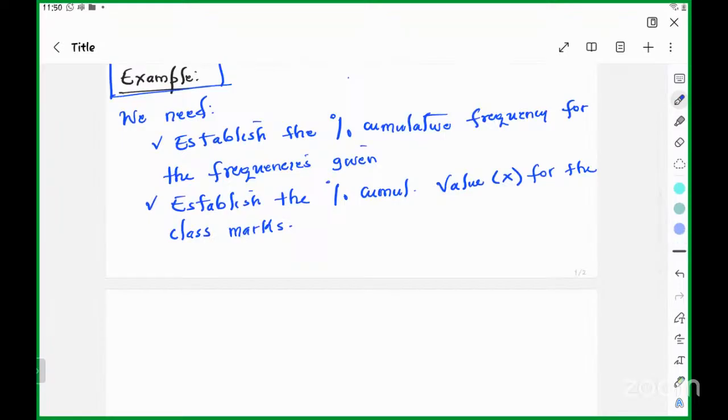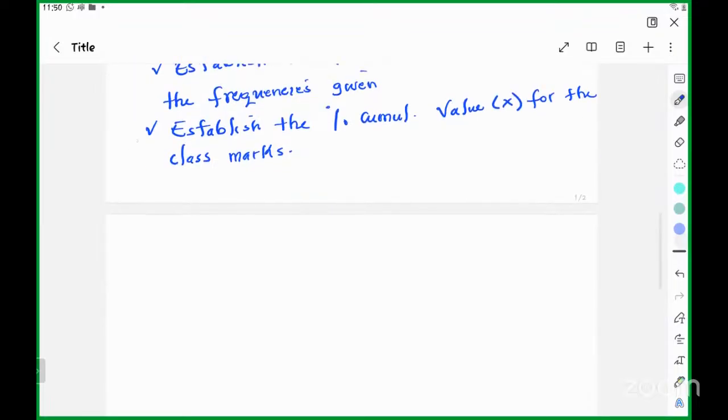Now, sometimes you may not be given classes. They may give you just the value. So it's the one you use to get the percentage cumulative. Okay? So let's take our example. Our example is the May 2019 question 1, part B2.